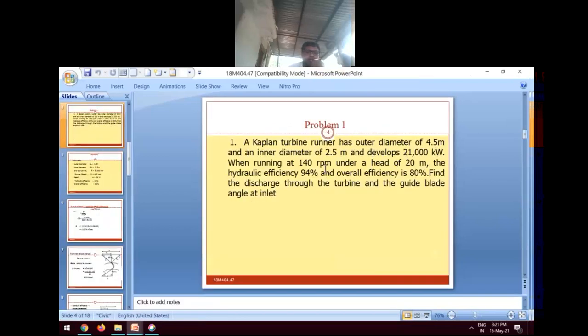First problem: a Kaplan turbine runner has an outer diameter of 4.5 meters and an inner diameter of 2.5 meters and develops 21,000 kilowatts when running at 140 rotations per minute under a head of 20 meters. The hydraulic efficiency is 94%, overall efficiency is 80%. Find the discharge through the turbine and the blade angle at inlet.